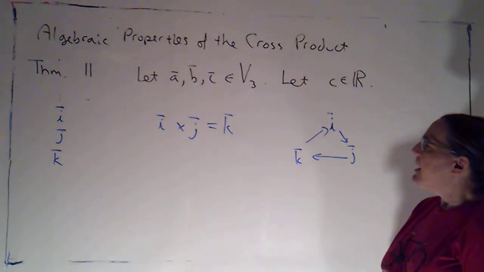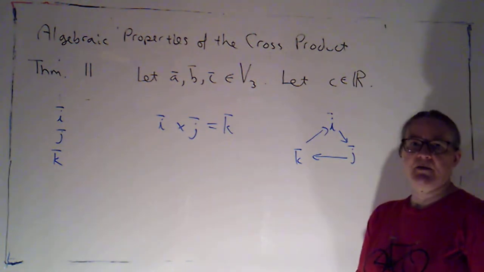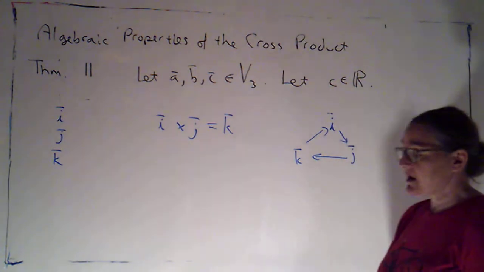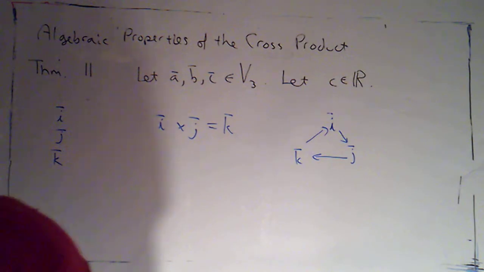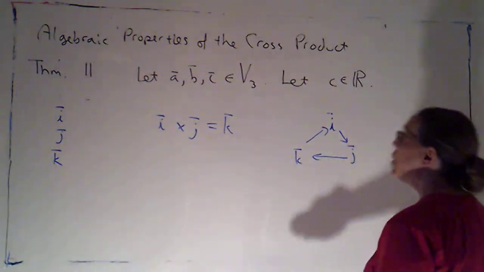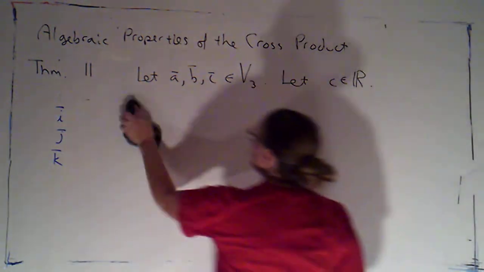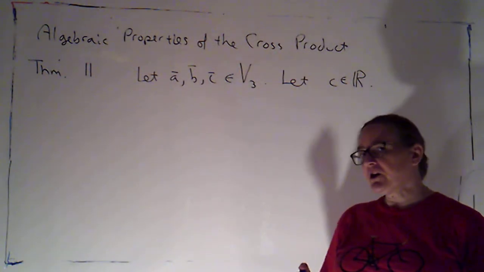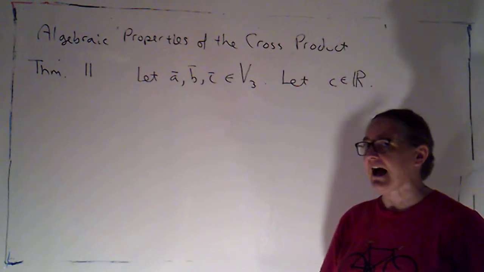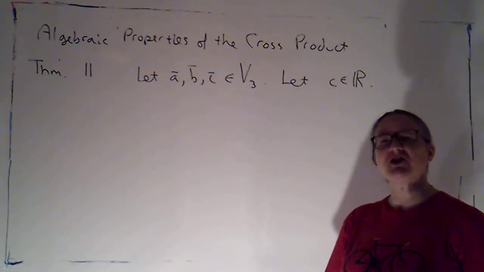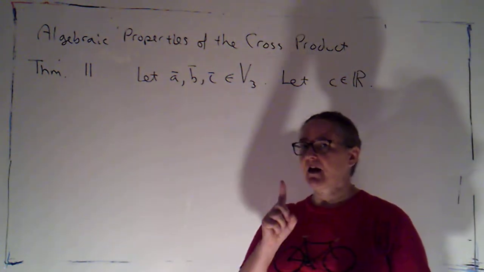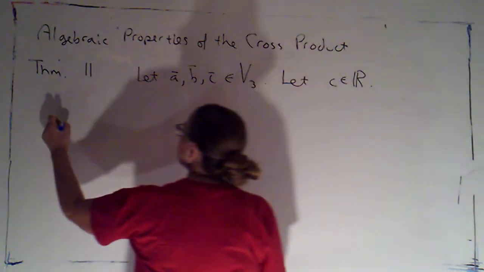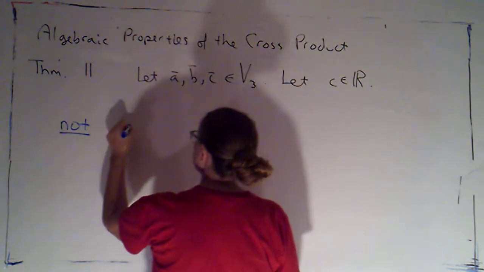Okay. I want to just talk about one last property that we don't have. We've already discussed the fact that we don't have a commutative property. We do have a distributive property, which we're used to having. But the third property that we often have when we have multiplication is an associative property. And I want to just show you with an example that we don't have that. So the cross product is not associative.